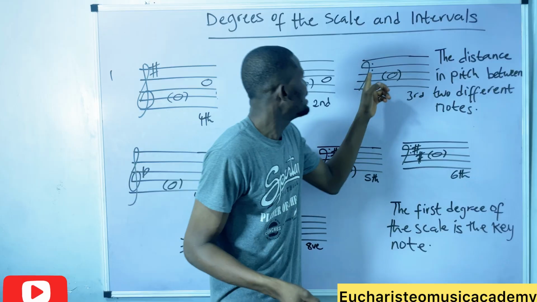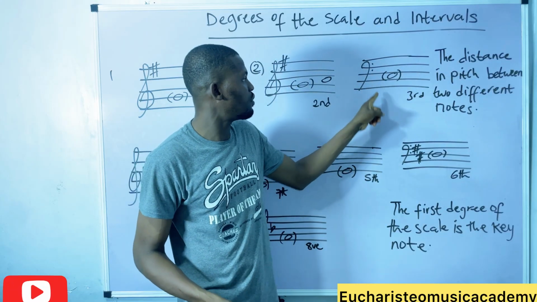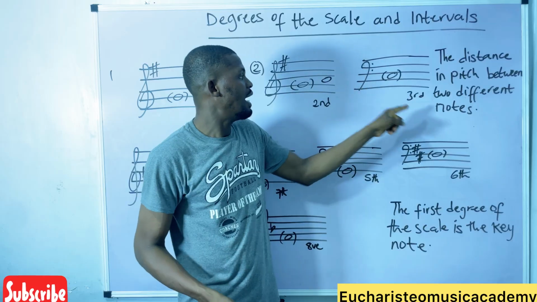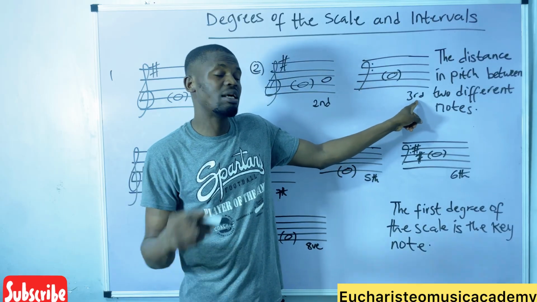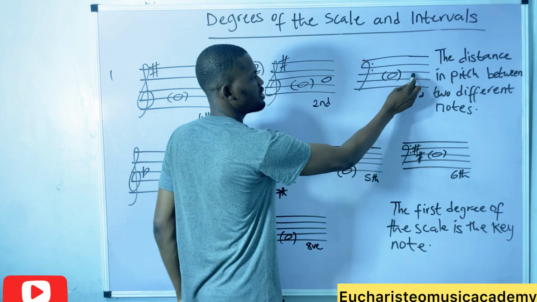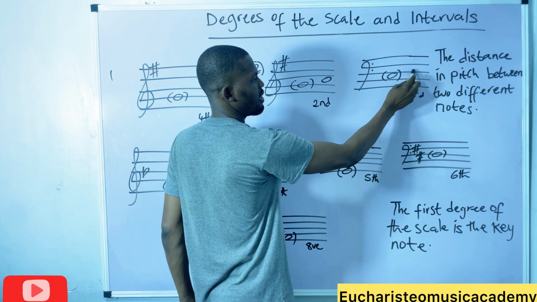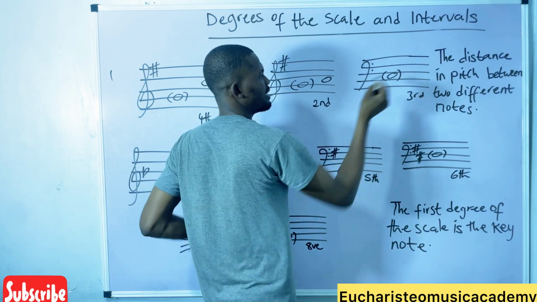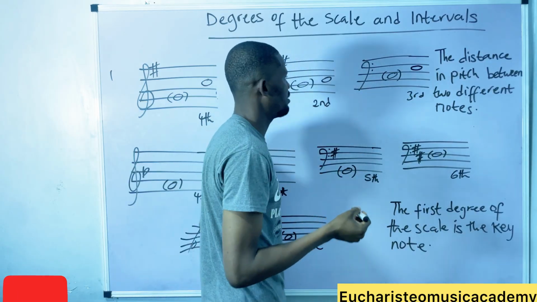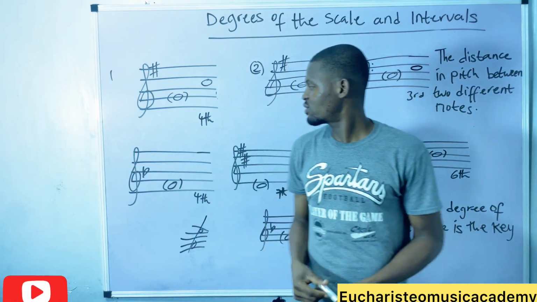Let's go to number three. This is C major, and this is the keynote because this is a C. They say we should draw a semibreve on the third degree. Very simple. The line here is first, the space here second, this space third. So this is our third degree. Very simple.